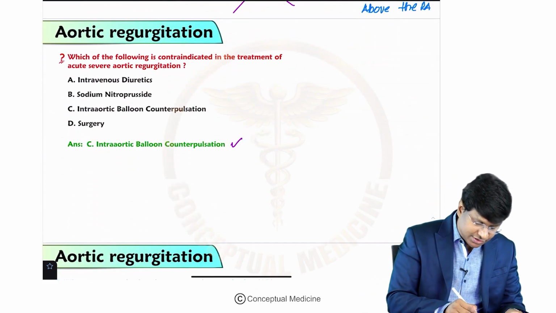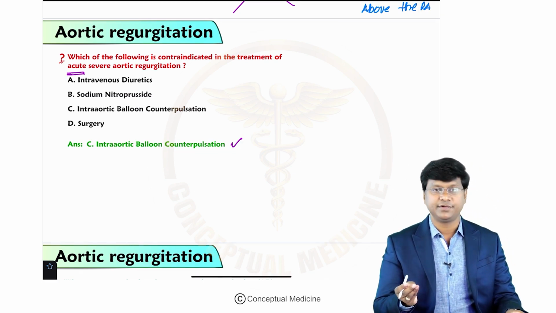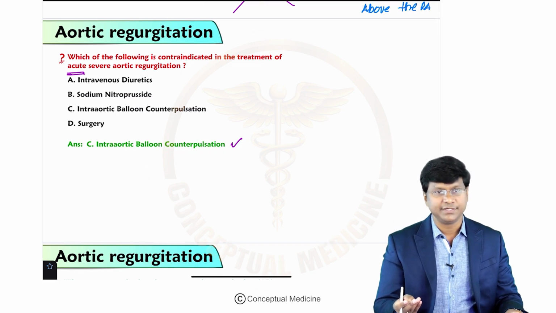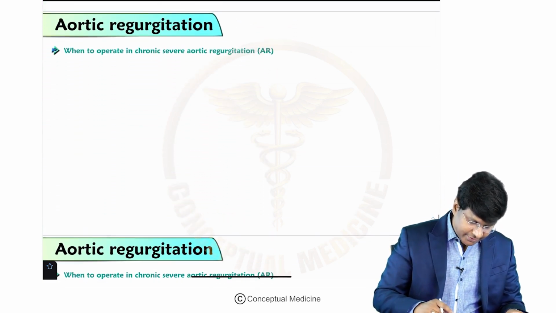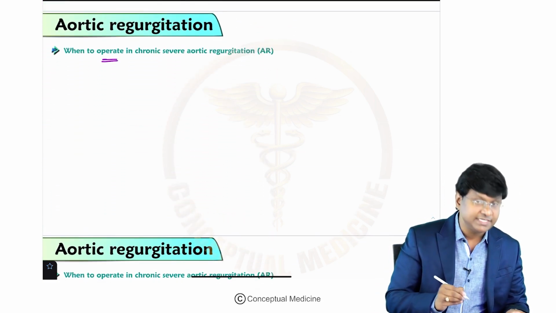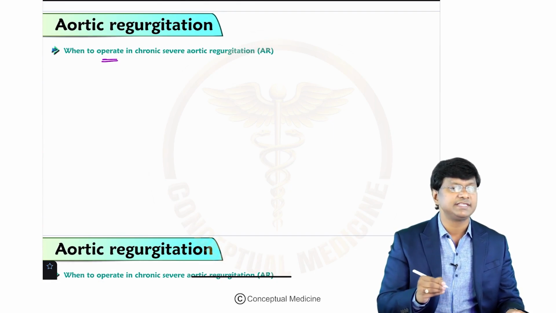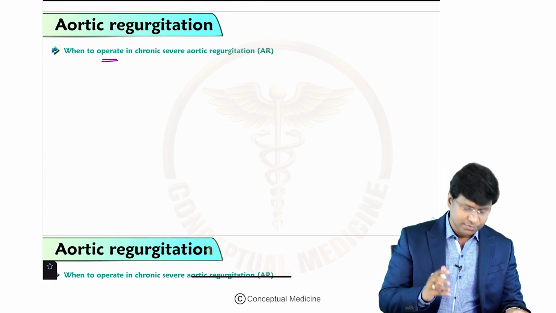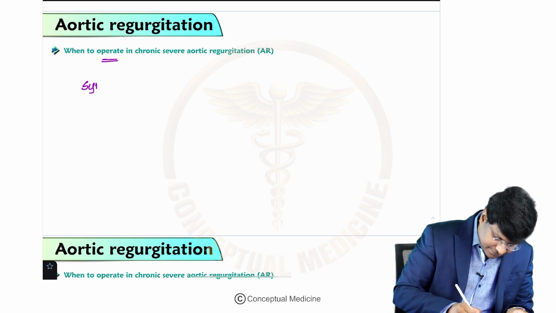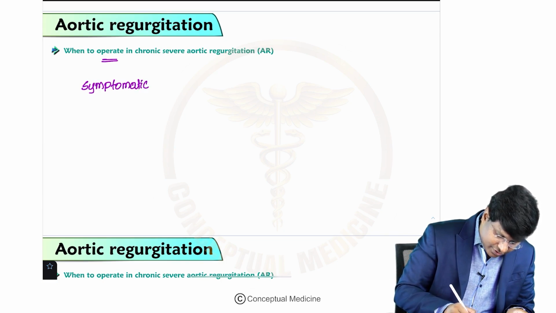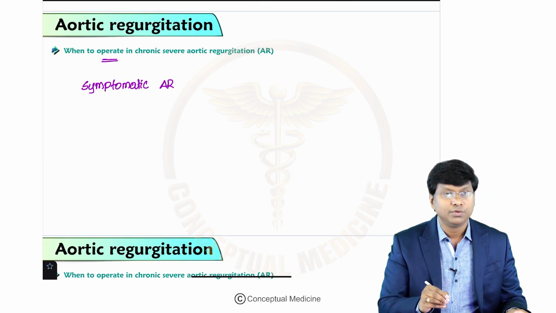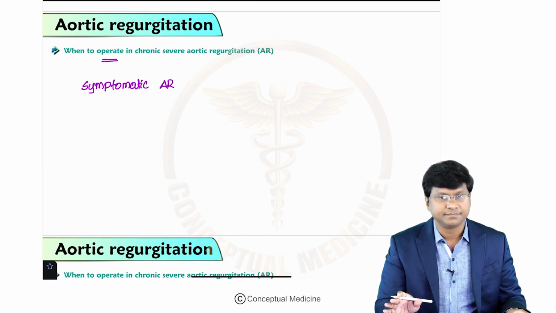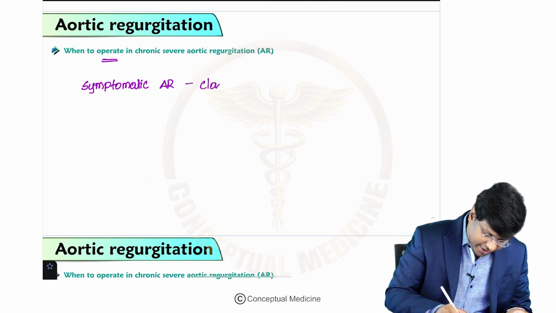Okay. Now what are the causes for acute severe aortic regurgitation? Infective endocarditis. Dissecting aneurysm of the aorta can make the individual land up in aortic regurgitation. Now, when to operate? What is the indication for surgery in chronic severe aortic regurgitation? Let me tell you, all symptomatic patients, symptomatic aortic regurgitation, these patients have to undergo surgical treatment of the aortic valve. And this will be a class 1 recommendation.